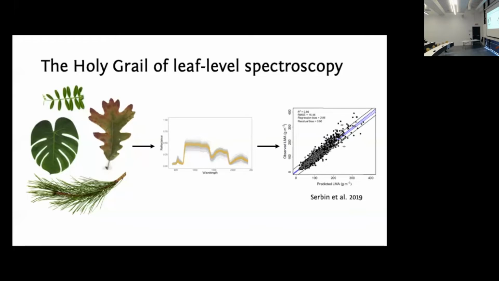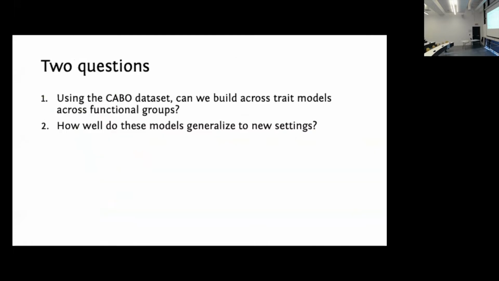A good example of that is Shan Kothari's paper from a couple of years ago, where he basically did this for LMA. He made sure to emphasize in the title of the paper, "From the Tropics to the Tundra." It really goes all over the world, and no matter what leaf you're measuring, you can make a pretty good prediction of LMA with a single model. And we want to see, can we do this with a broader range of traits?